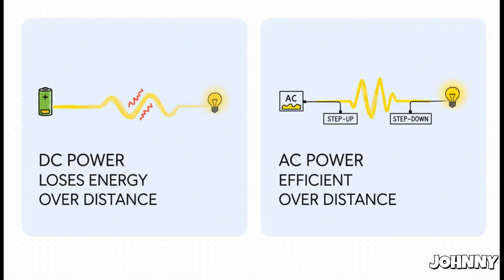See, the huge problem with DC is that it loses a ton of energy when you try to send it over long wires. AC, on the other hand, had this amazing trick up its sleeve. You could easily use a transformer to step up its voltage super high. And at high voltage, it could travel for hundreds of miles with almost no energy loss. That one ability is what made our modern power grid possible.